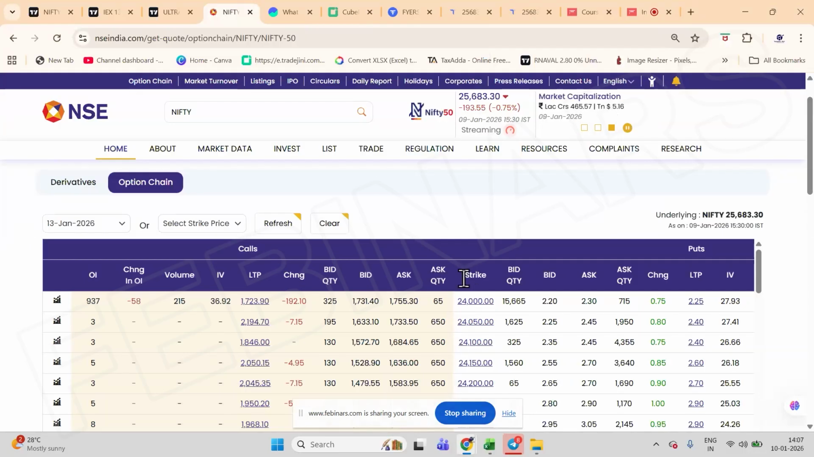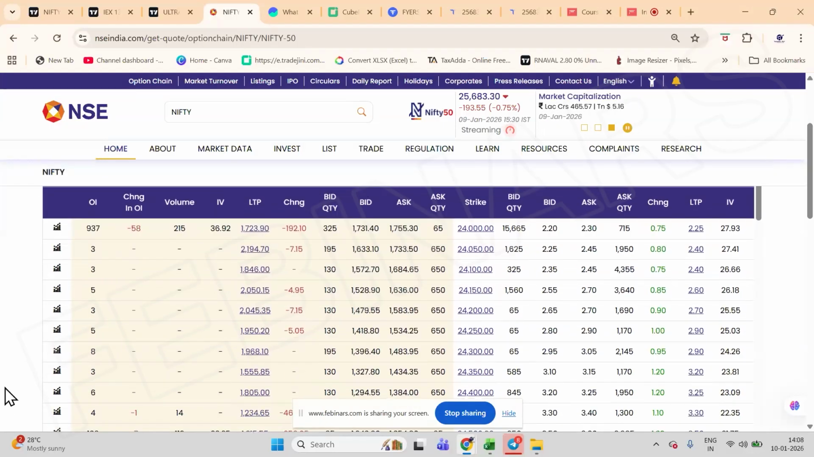First here on the call side is ask quantity, how much quantity one is asking. Bid quantity is the bid price and the ask price of the option. Ask price is the seller, bid price is the buyer. So that is the difference what you are seeing. Let's see into it.